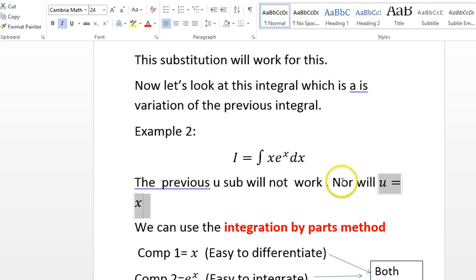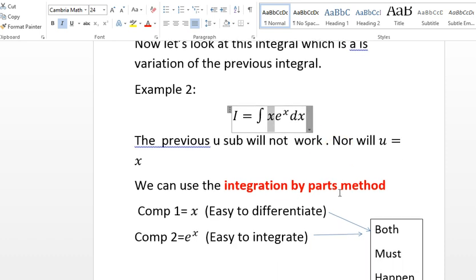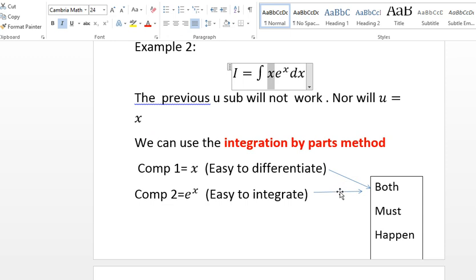Why? Because the derivative of x is 1, but the leftover part is x, not 1. So the derivative of u will not match the leftover part, which is x. So for this one, a u substitution will not work. If the u substitution will not work, then we are going to try the integration by parts.